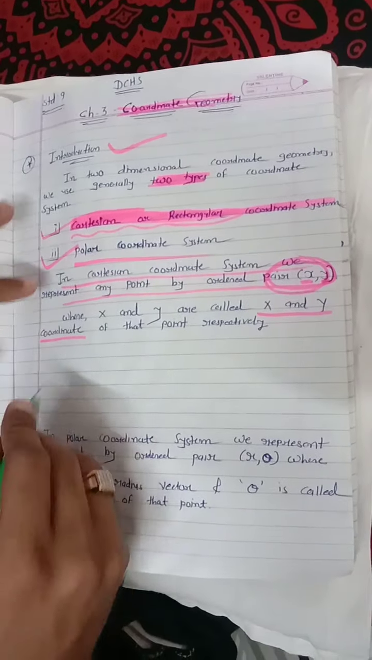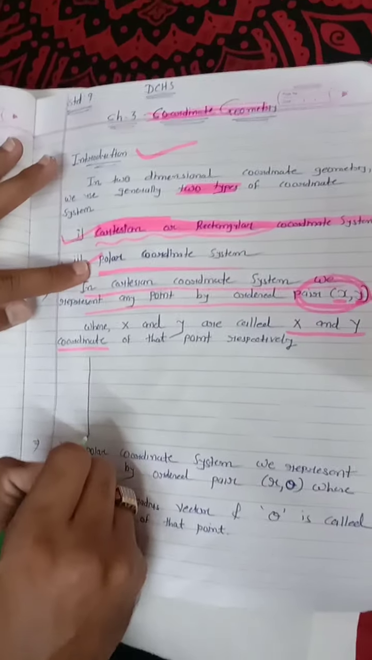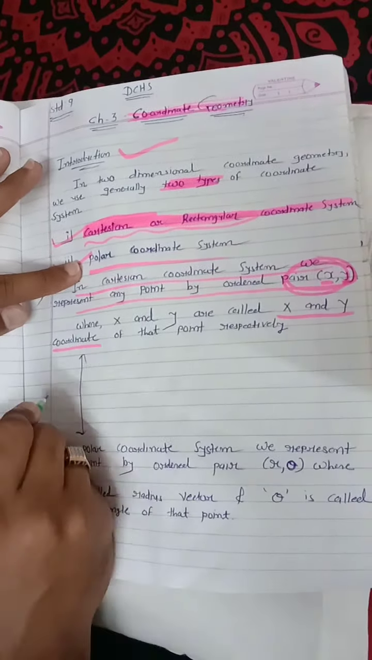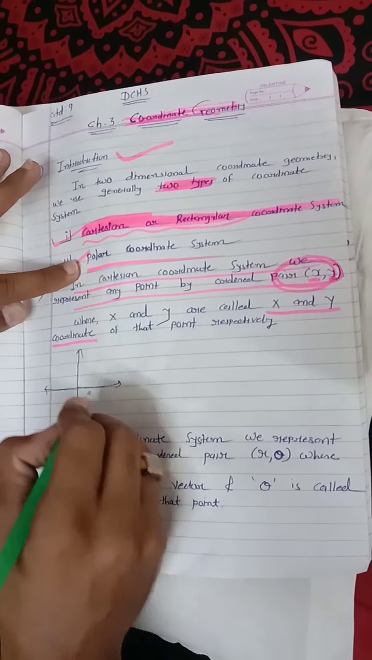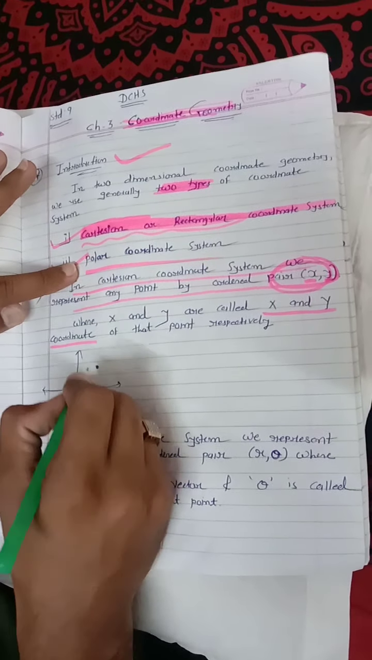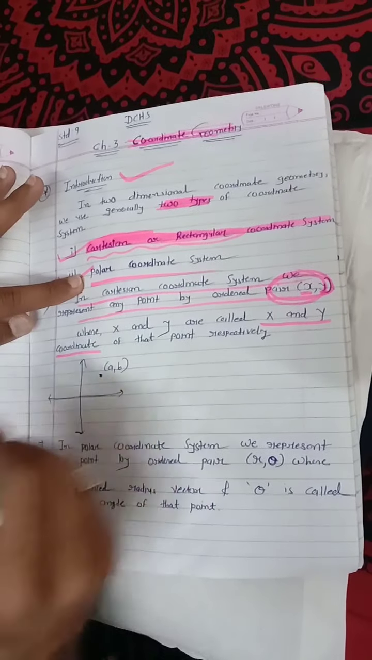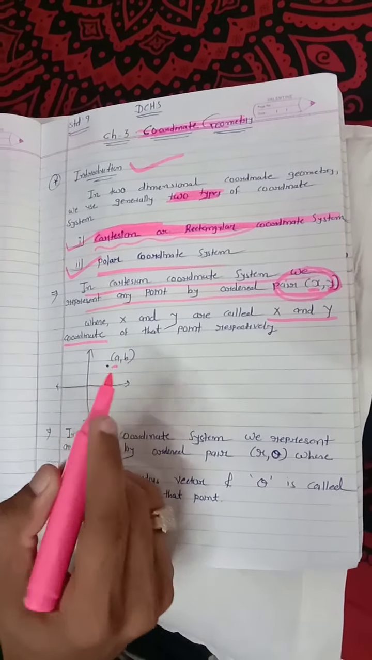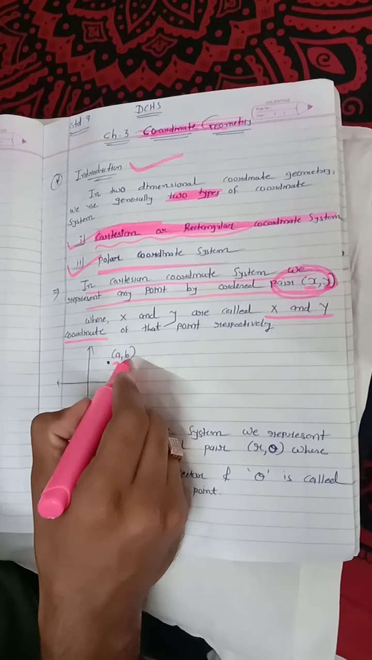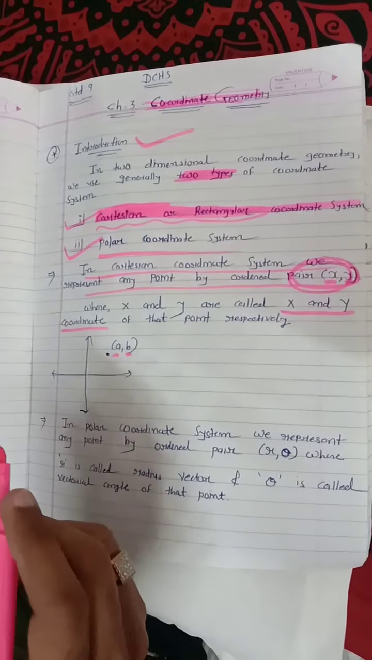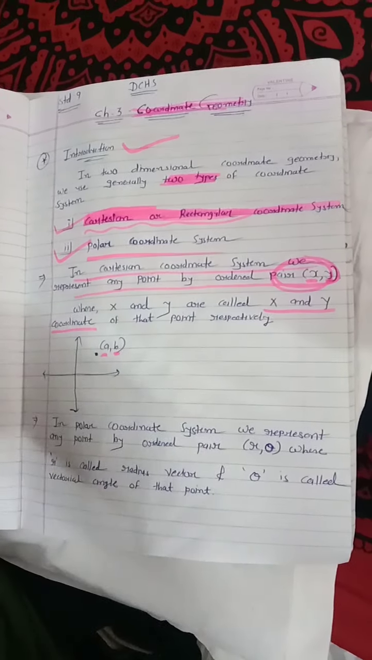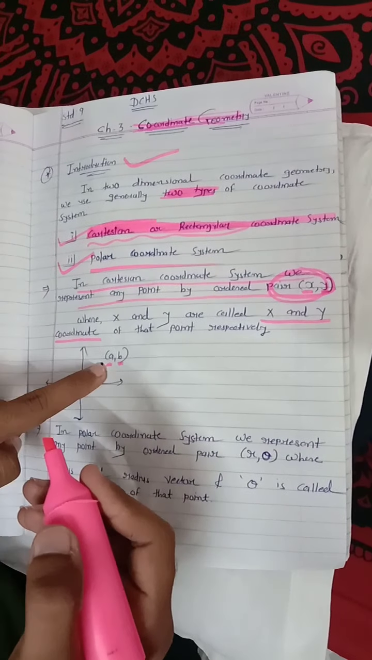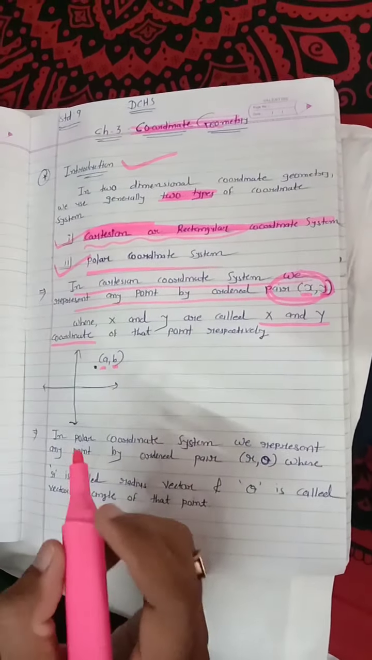Suppose this one is your graph. Suppose here is one point A and B. So A represents your x coordinate and B represents your y coordinate. Now, how we plot this point we will see later.